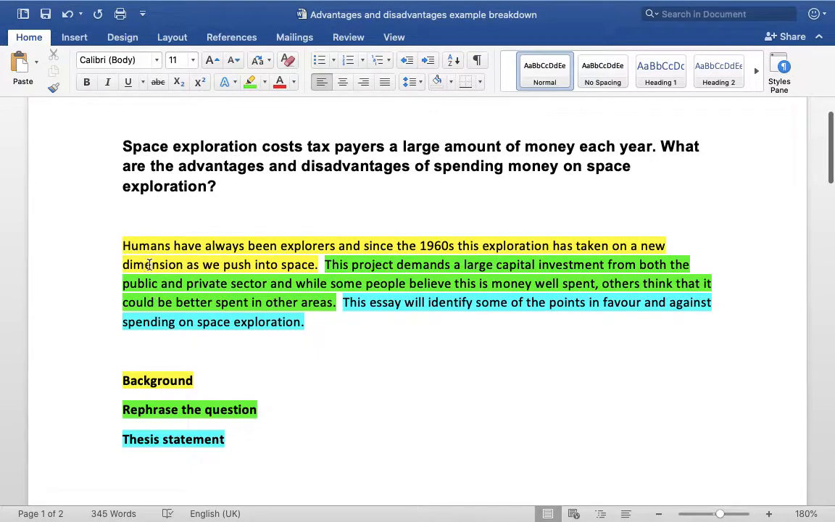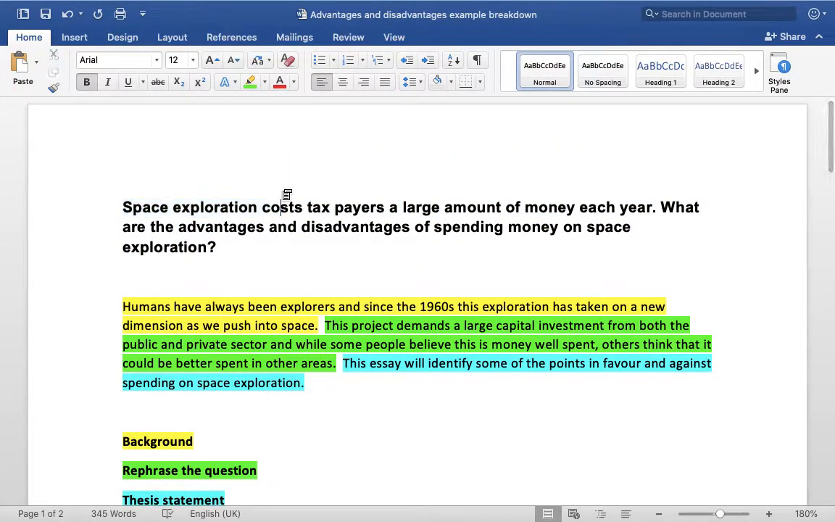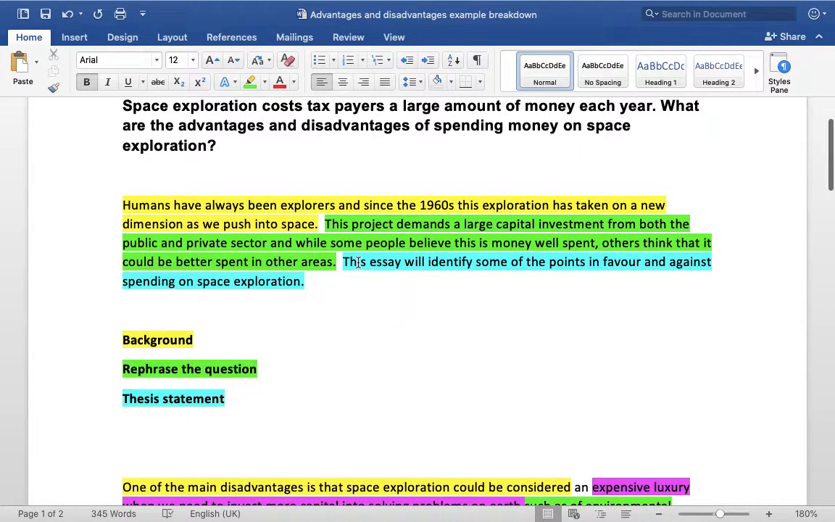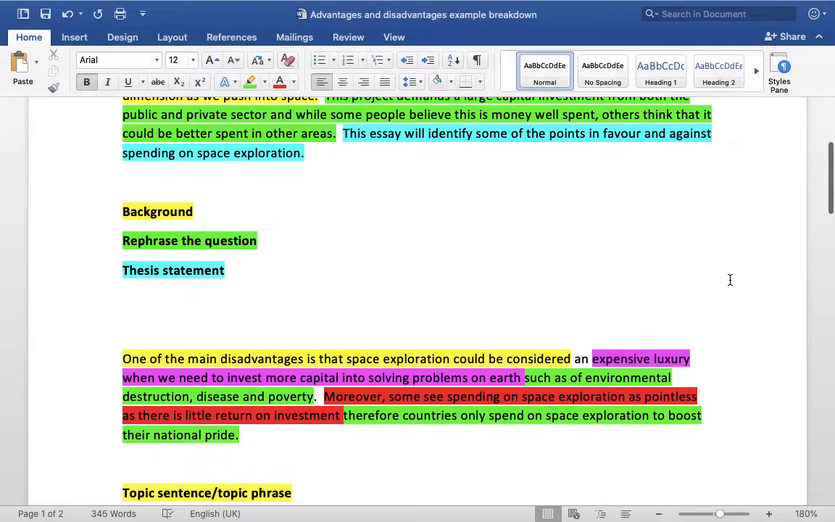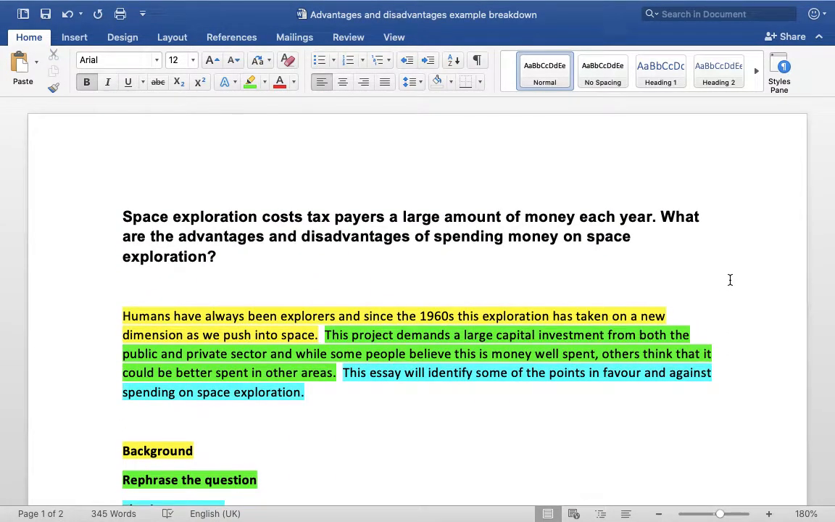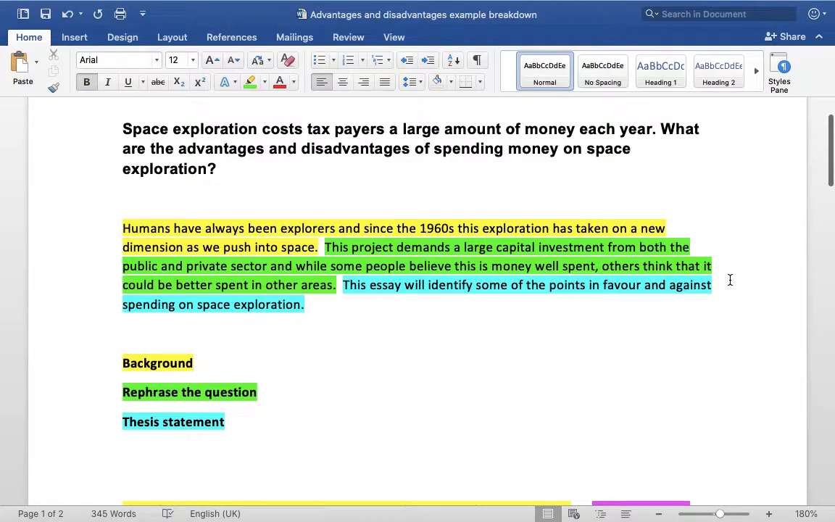So here you can see first sentence is the background. Okay, gives you an idea of the topic, introduces the topic. We've got the rephrasing of the question. So all the information that you see here in the question pretty much is included in the rephrase. And then the thesis statement. So here I've said in favour and against spending on space exploration. You can say advantages and disadvantages, the arguments in favour of it and against. That's fine. Okay, so it's pretty much the same introduction as with all the other type of essays.